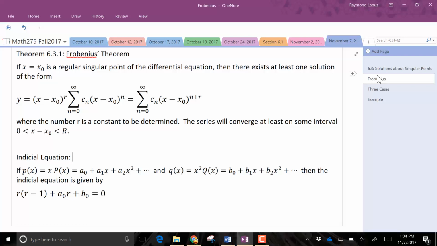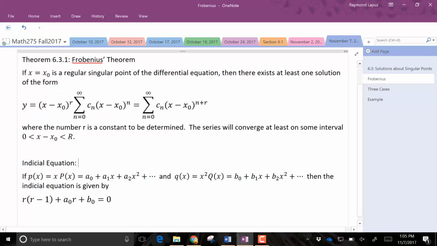So we're going to try to determine what r is in the problem. And the way we're going to do that is we're going to come up with this indicial equation. Looks like initial. It's indicial. Some equation that we're going to need to come up with. And again, we're going to make this nice and easy for us. We're going to assume that x naught is equal to 0. So we won't worry about any of those shifts.